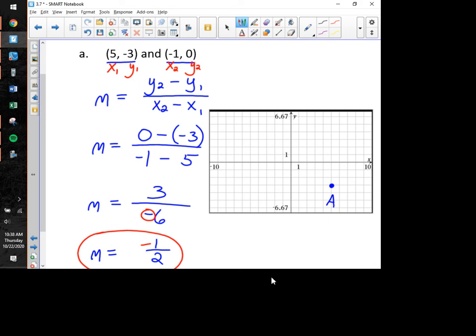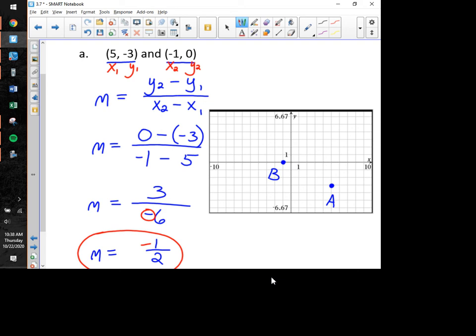The second point, which I will call B, is at -1, 0. So from the origin, we go left 1, and we don't move up or down at all, and that's going to be point B. So these are two distinct points located on the coordinate plane.